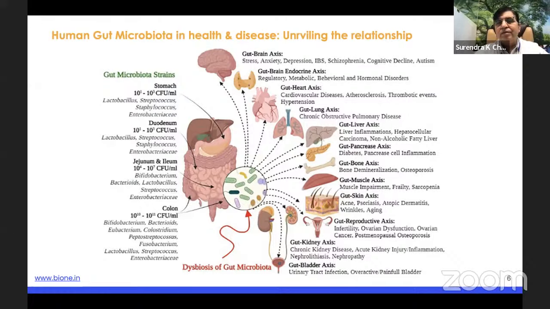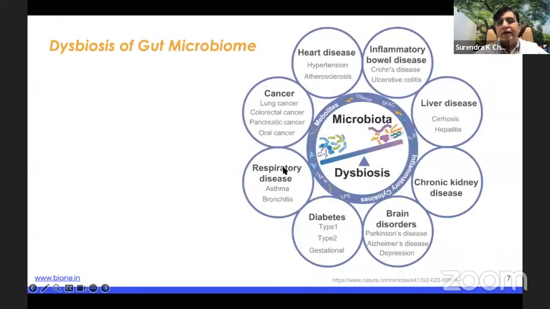Gut muscle excess, then muscular impairment, and sarcopenia. Similarly, you have a reproductive gut, kidney excess, and bladder excess. You can see that almost most of the organ systems in your body are indirectly influenced by the microbes, and in turn, these microbes produce certain metabolites which impact and interact with your organ systems.